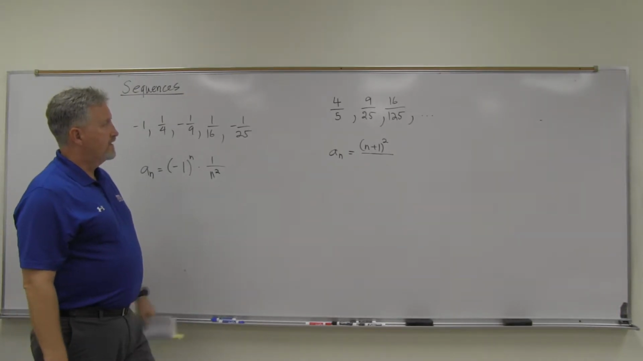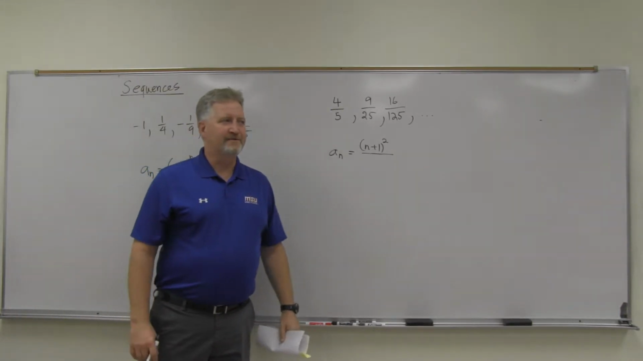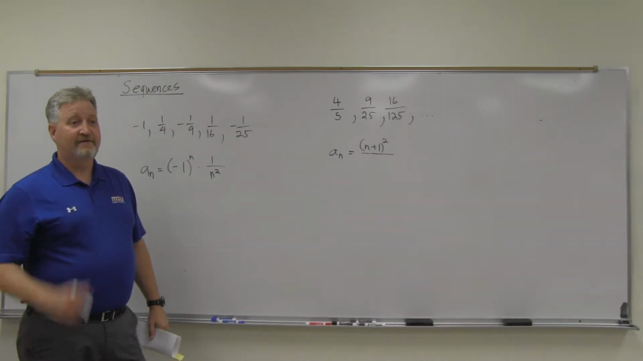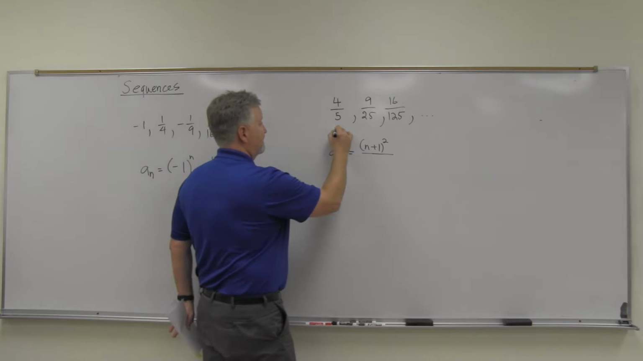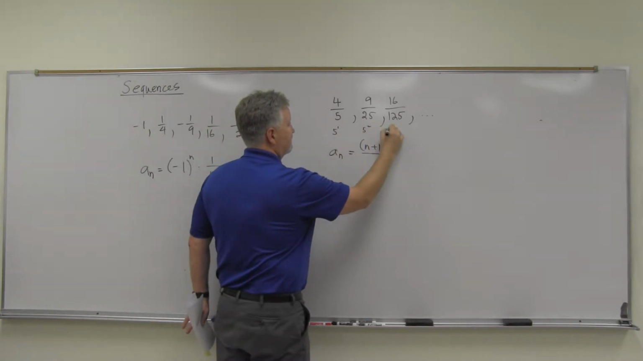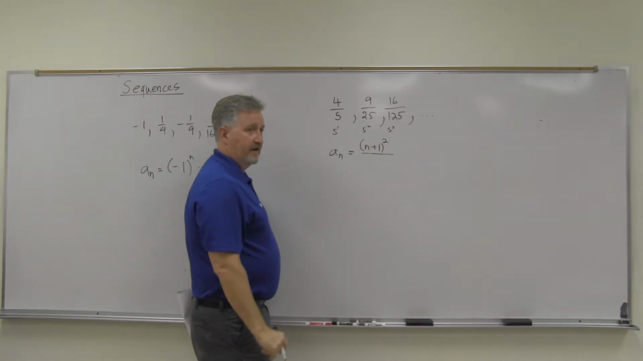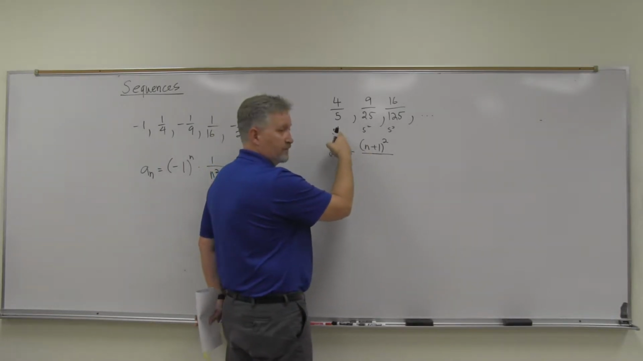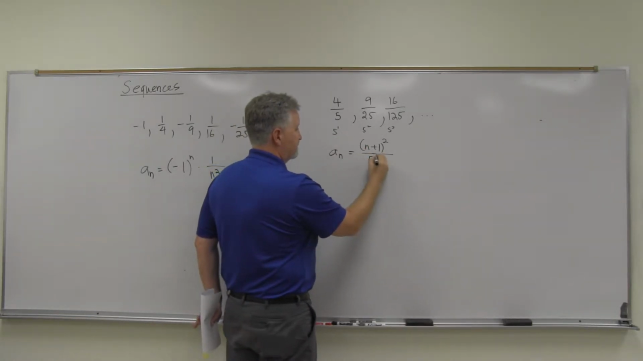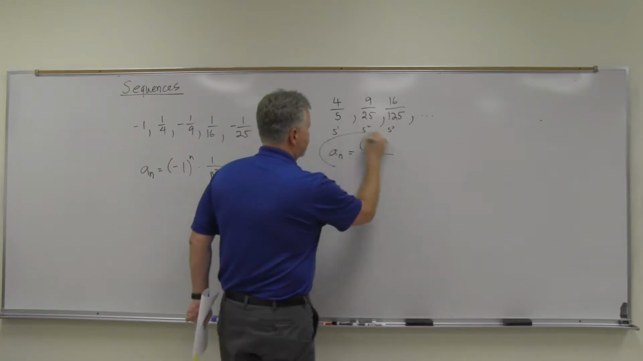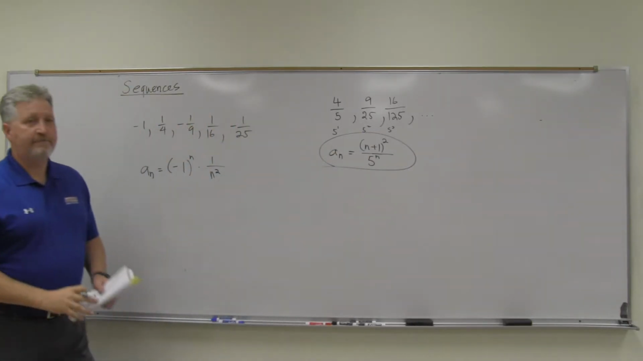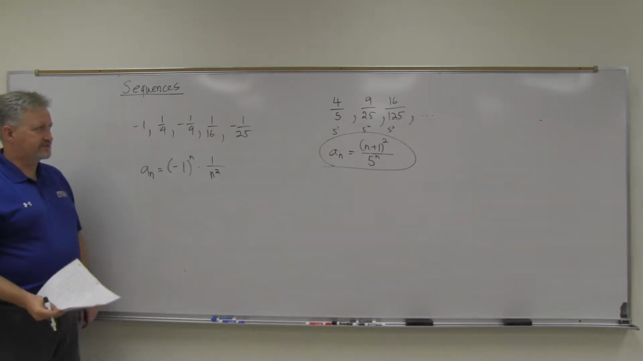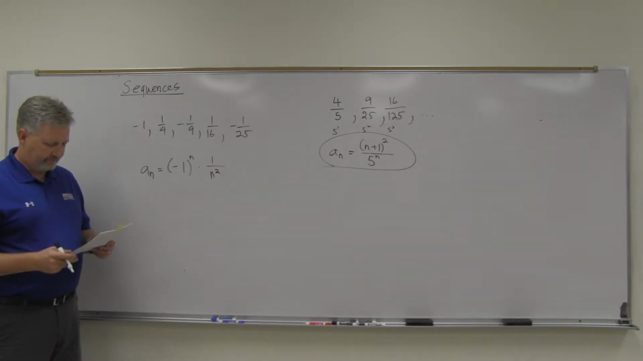And what about the denominators there? 5 to the nth power. You got powers of 5: 5 to the first, 5 to the second, 5 to the third. And it does start with 5 to the first power, so 5 to the n. Is that okay? So that's another thing you look for, powers of different numbers. This one was powers of 5.